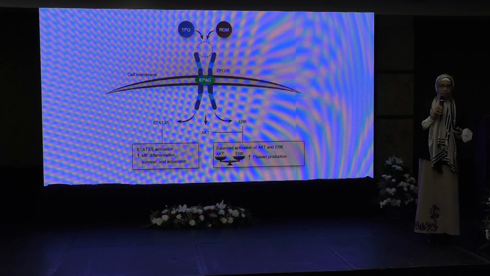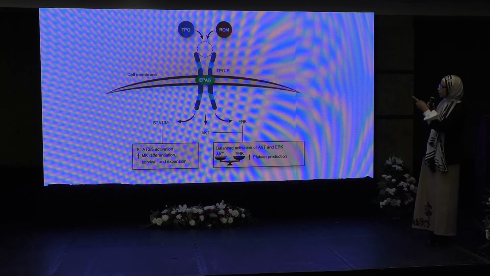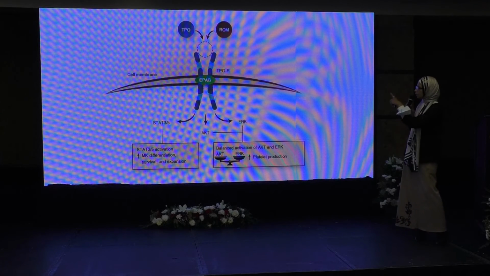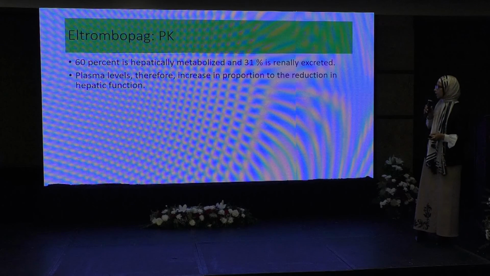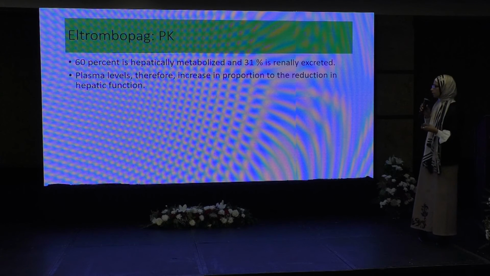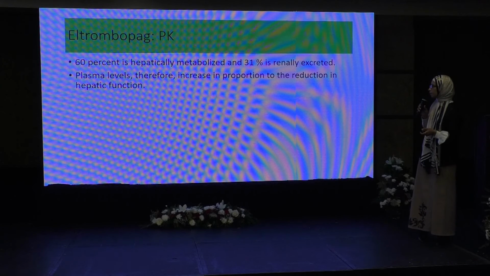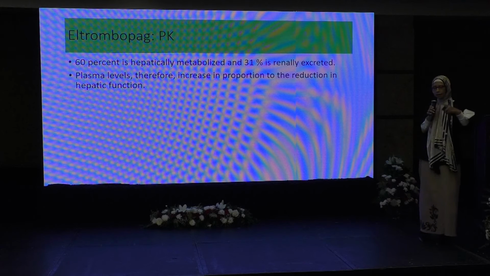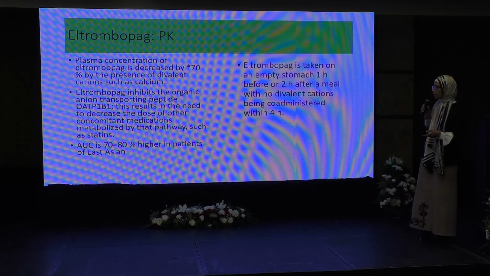The other thrombopoietin receptor agonist which we're using in practice is Eltrombopag. Eltrombopag does not function through the same receptor. It attaches to the transmembrane portion of the thrombopoietin receptor. It is an oral medication, which is a privilege compared with subcutaneous use. Yet the problem is that it has 60% hepatic metabolism, and the plasma level is related to hepatic function, so it needs to be taken cautiously in patients with elevated liver function.